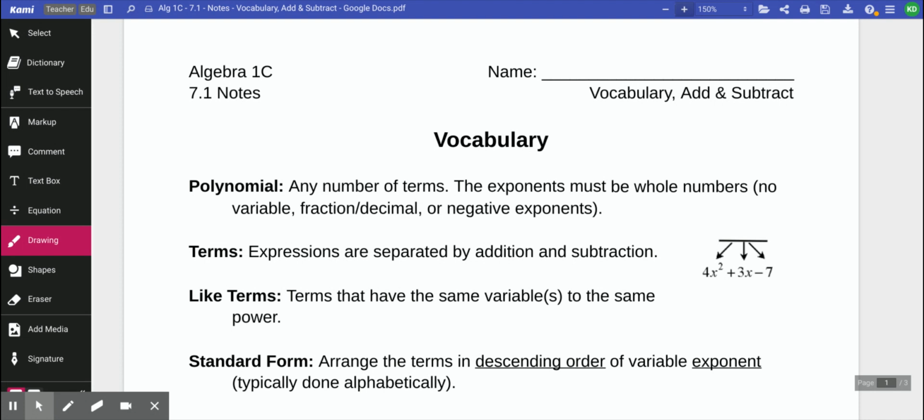We are beginning the polynomials unit, so today we are going to learn a little bit of vocabulary so we know what we're talking about and how to add and subtract polynomials. So the first thing we need to know is, what is a polynomial?